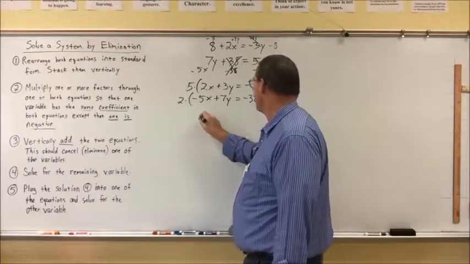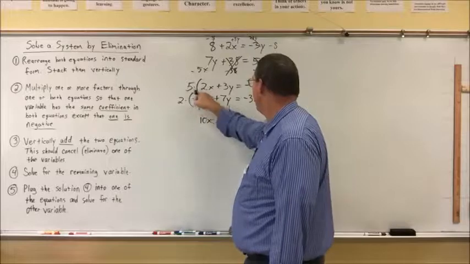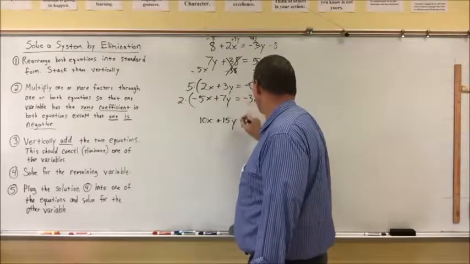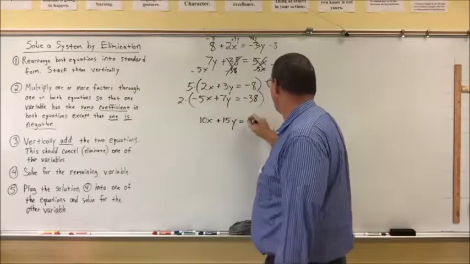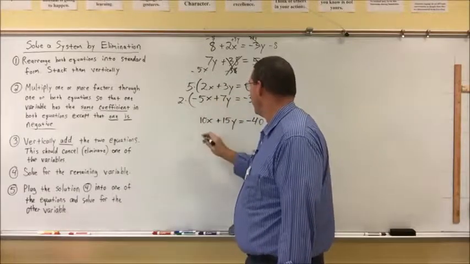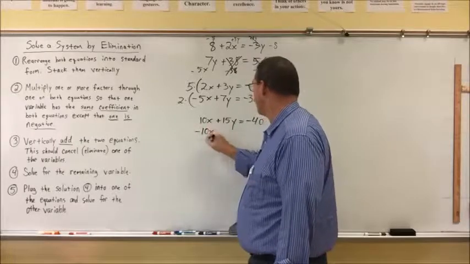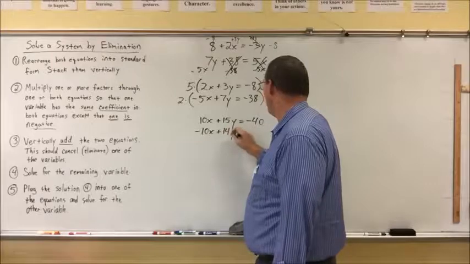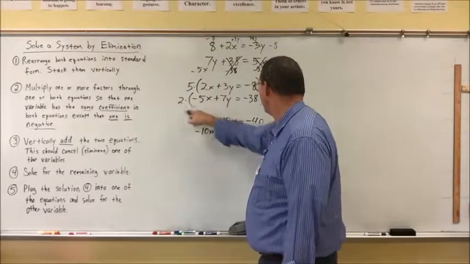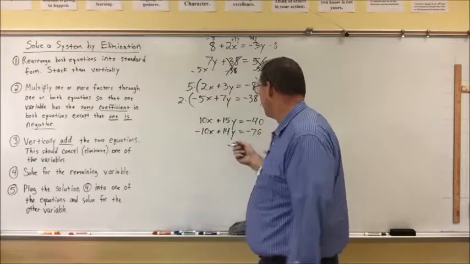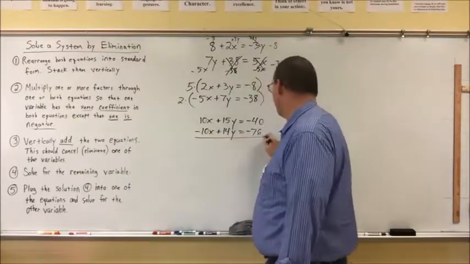5 times 2x is 10x. 5 times positive 3y is positive 15y equals 5 times negative 8, which is negative 40. Down here, 2 times negative 5x, that's negative 10x. 2 times positive 7y is positive 14y equals, and 2 times negative 38, that's negative 76. You might need a calculator for that, but maybe not.